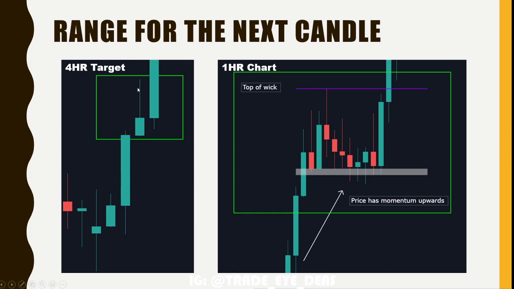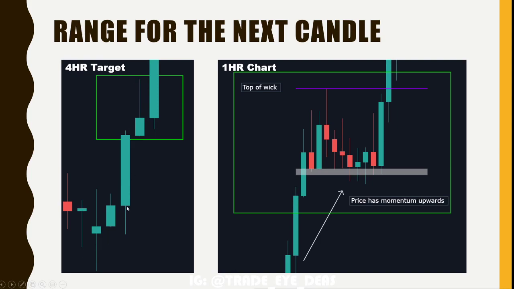Now a lot of people will see wicks as only rejection, okay? That's something that I think in general people seem to stick by. They seem to think if there's any type of wick, it means it's pushing away from an area and it's going to turn all the way around. Often that's not the case. So let's look at this example here. This is the 4-hour chart, okay?